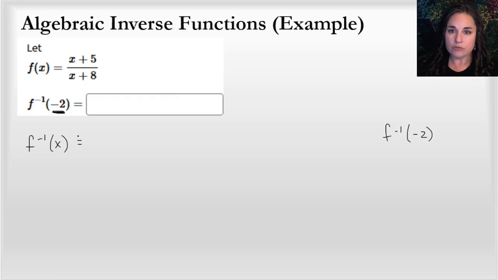So for the inverse of x, what I'm going to do is switch the x and y in the equation. In the original function, I'm going to put a y here. So when I do that, I'm going to see that x equals y plus 5 over y plus 8. I'm switching x's and y's. Whatever was a y, I'm making an x, and whatever was an x, I'm making a y.